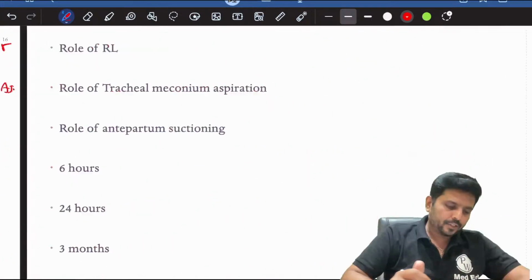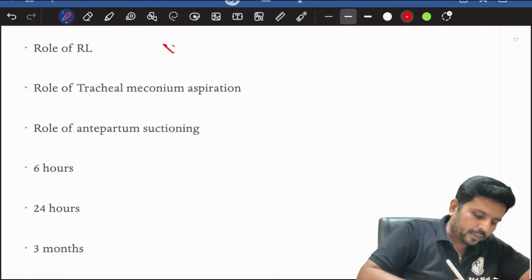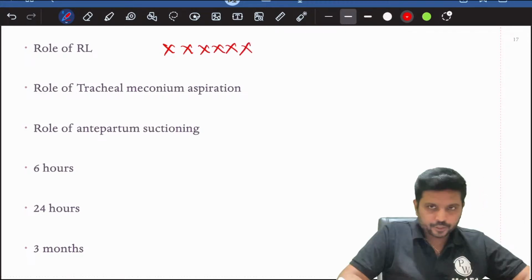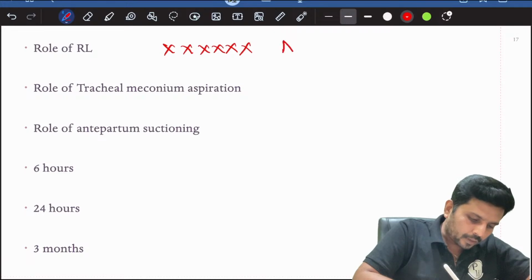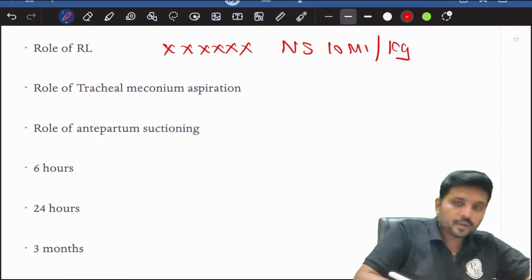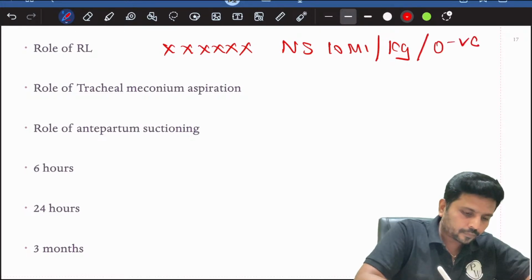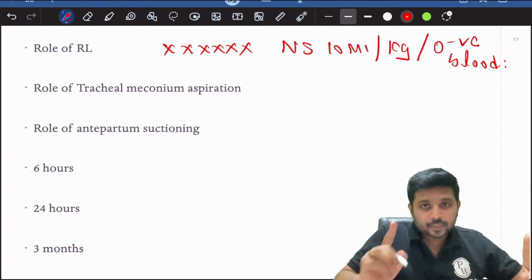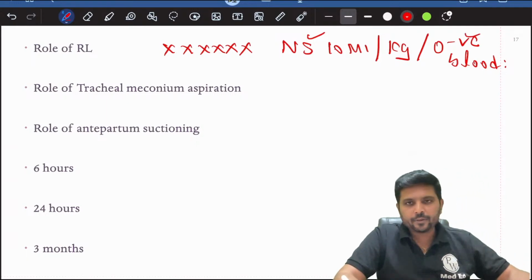What is the role of oral fluids? There is no role of oral fluids in neonatal resuscitation. Only we can give normal saline 10 ml per kg, and if not, O negative blood. RL is not utilized now. Only normal saline and O negative blood.